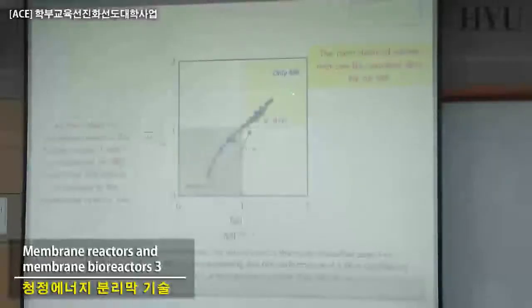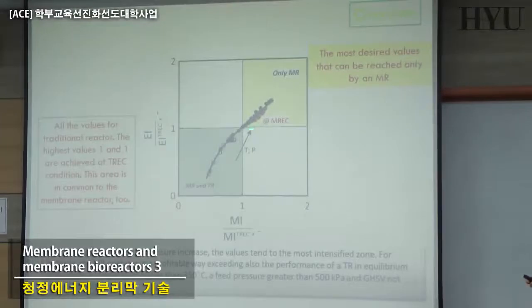But if you go to the ideal one, what we are really looking for, that means higher value, more than one, and in both terms, in both mass intensity and energy intensity, the only way to have good values up here is with membrane reactors. The most desired values that can be reached are only by MR.